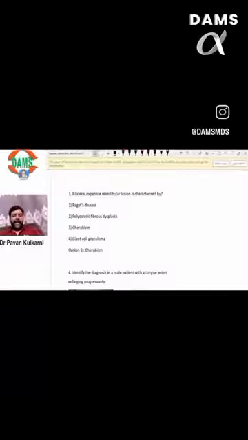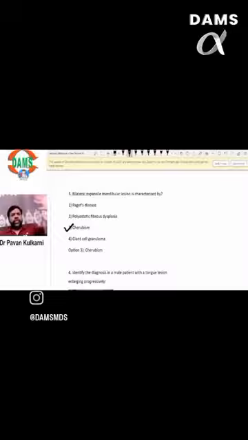Bilateral expansile mandibular lesion is characterized by... This is a very simple single liner MCQ which has been repeated multiple times. See here, among these, if you see Paget, polyostotic fibrous dysplasia, cherubism, giant cell fibroma, giant cell granuloma, all of us know cherubism. Okay, but there are certain peculiarities you have to remember about the cherubism.